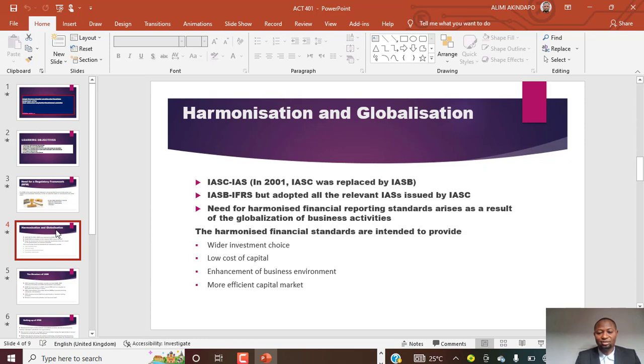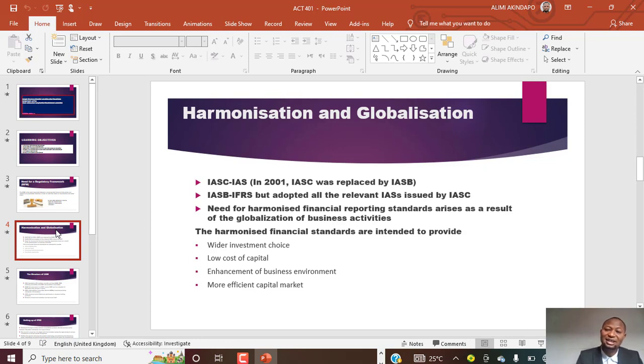Harmonization and globalization. In 2001, the IASC was replaced by the IASB, which had a new structure of associated bodies and significantly increased the financial resources of the reporting entity.